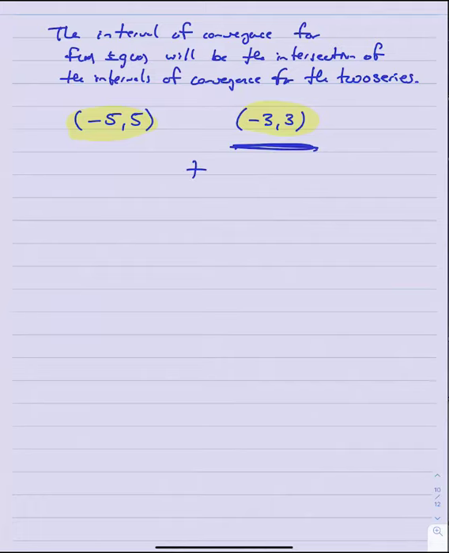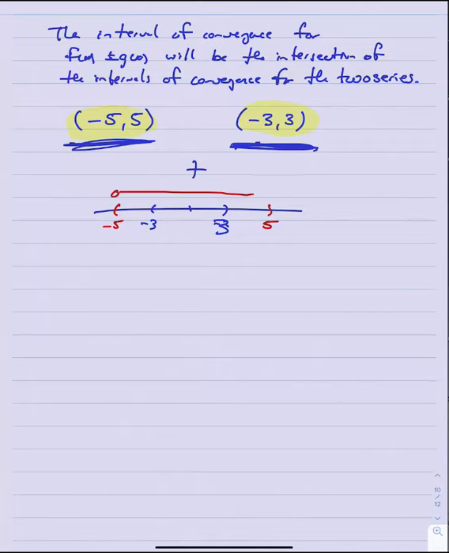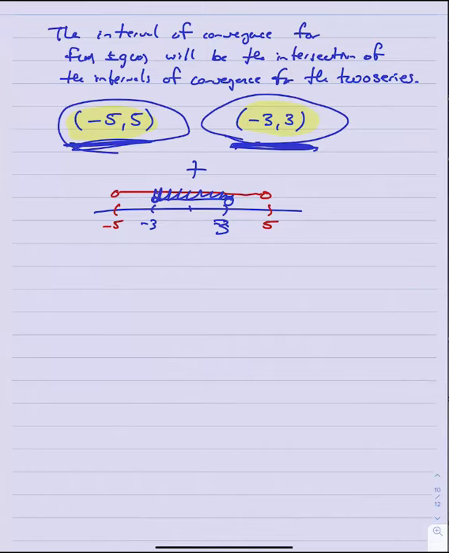That means if I expect to add these two series and get a convergent sum, I need to be sure that both of the two things I'm adding converge. Well, that means I just need to pick the largest interval on which they both converge. If one of them converges on negative 3 to 3, and the other one converges on negative 5 to 5, the intersection of those two, of course, is everything between negative 3 and 3, because that's the only set of numbers on which I'm sure both of these converge.